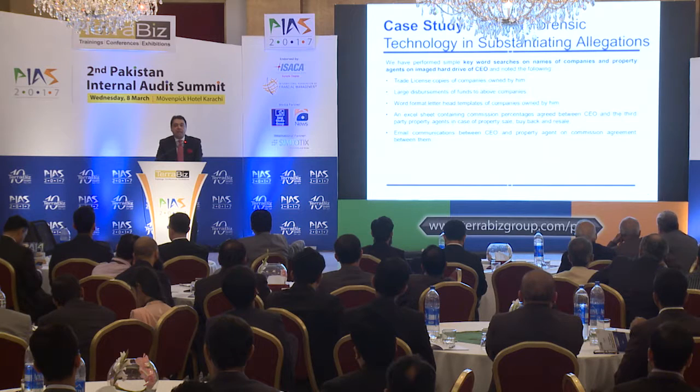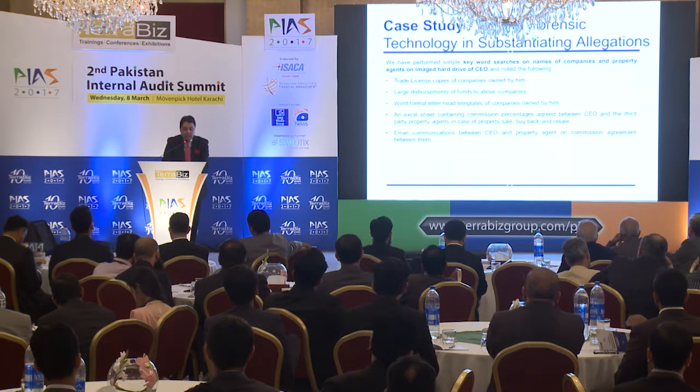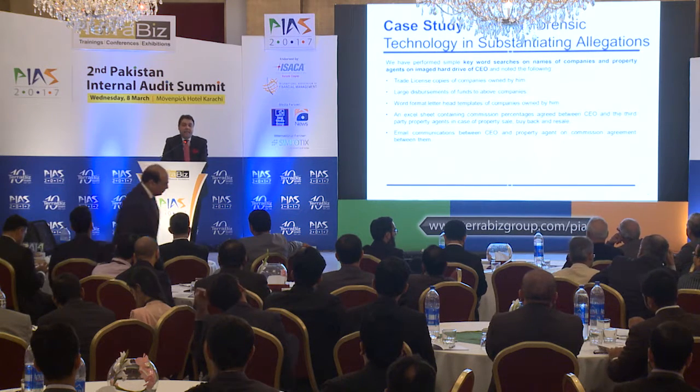And then an important element comes into the picture. There was a deleted Excel file which was retrieved during our imaging phase, and which included complete details of the percentage agreed by the CEO and the third party property agent in case of property sale, buyback and sale. When the property market was at boom, the price in the morning was 1,400 per square foot, and then in the evening the price was 1,600. So they were doing it in that manner. And then there was several email communication between the CEO and the property agent on commission agreements between them.